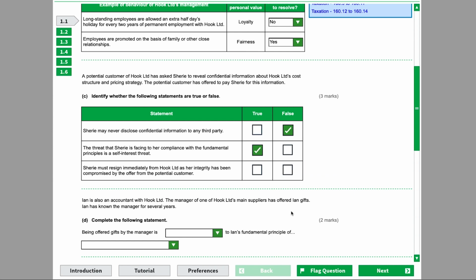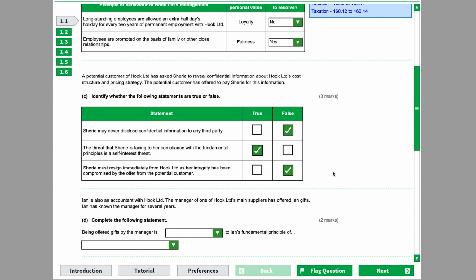The last one then, Cherie must resign immediately from Hook Limited as her integrity has been compromised by the offer from the potential customer. That would be false. That would be quite an extreme action to take immediately. What she would be better doing is disclosing, probably to their manager, that this has taken place, and hopefully that would then be noted down and dealt with by senior management. There wouldn't be the need to resign immediately.